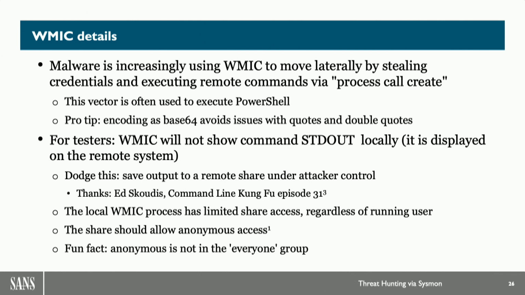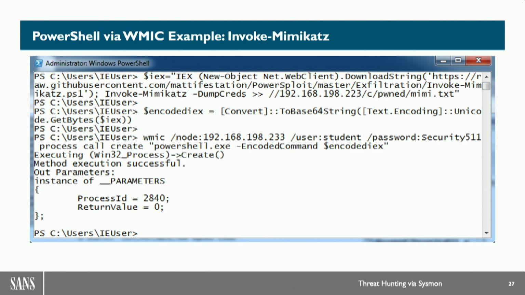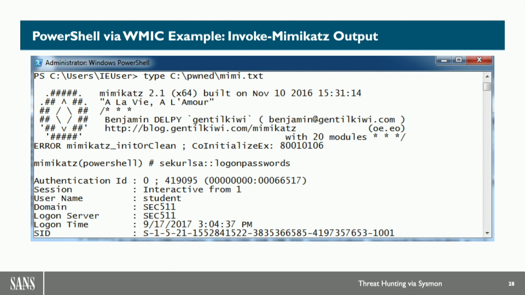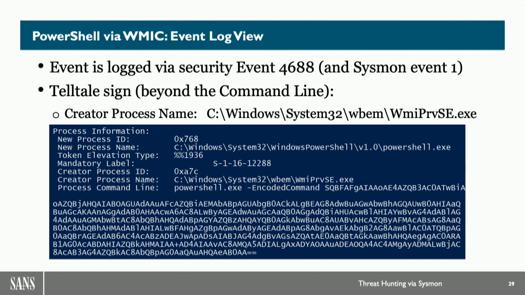So you can do a trick where you basically create a share and have it logged to the share if you want to grab those credentials, of course, right? And here it is here. You don't actually see the output. But as you see here, I ran the command, and I dumped the creds to a share. And then I opened up that file in the share to read the credentials. Here it is here. So cpwn mimi.txt, there it is right there. And here's the event log view.